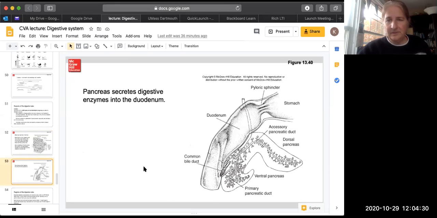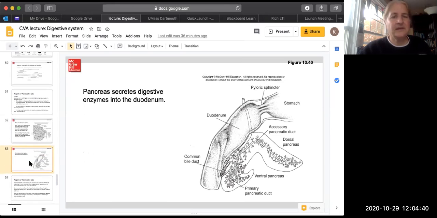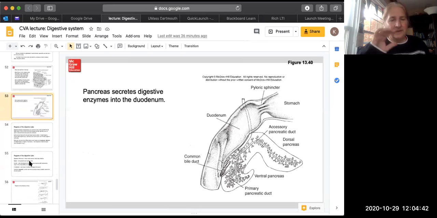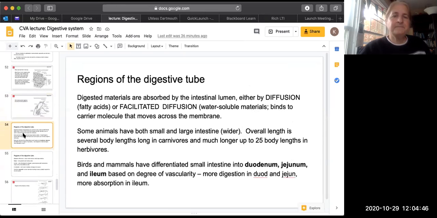Here's just a picture of the pancreas. Here's the pancreas, again, dumping its enzymes into the duodenum. Duodenum is the name for the anterior part of the intestine, small intestine.